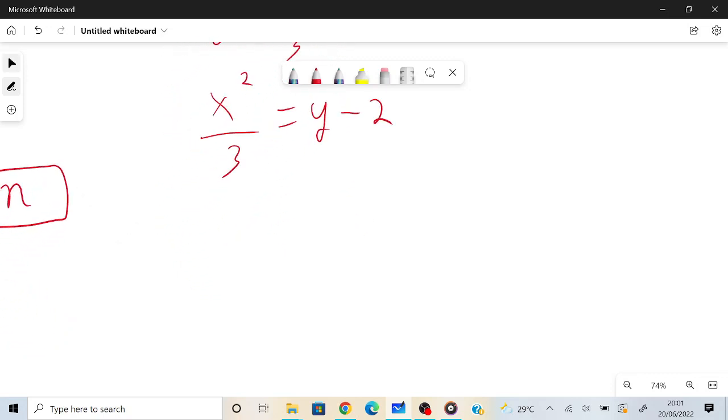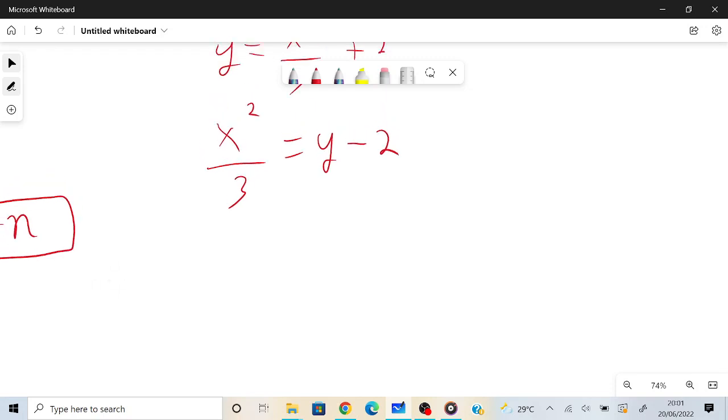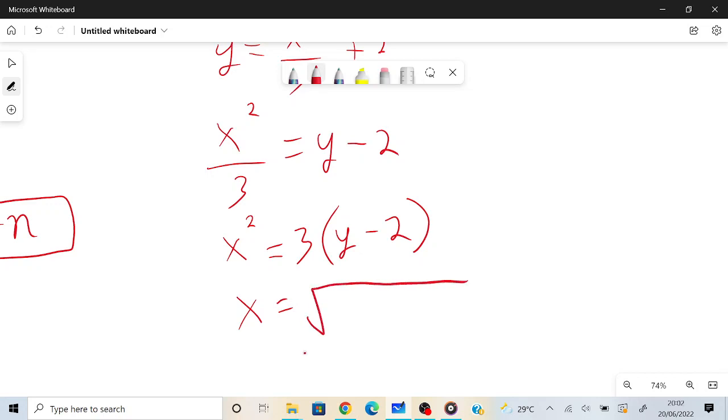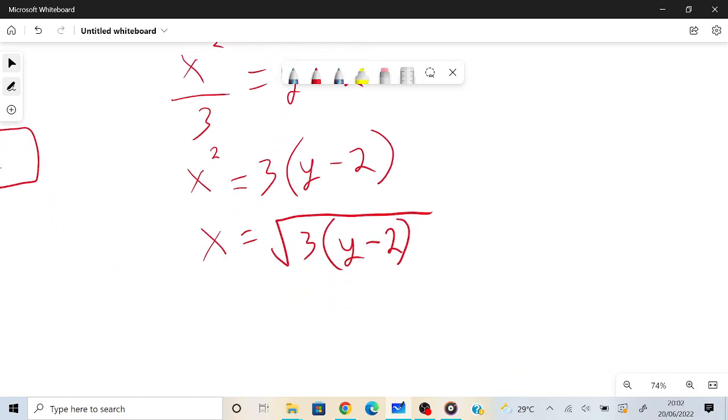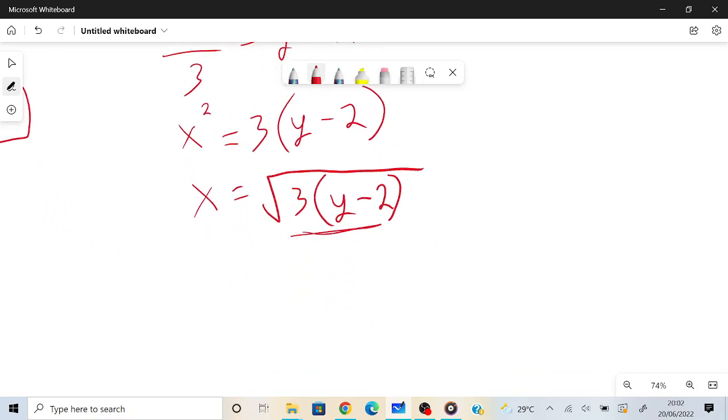So cross multiplying this, you have x squared equals 3 into y minus 2, then x is equal to the square root of 3 into y minus 2, because when you take a square to the other side, it becomes square root. Now, if you want, you can expand this, but for the sake of this question, I'm just going to leave it like that.